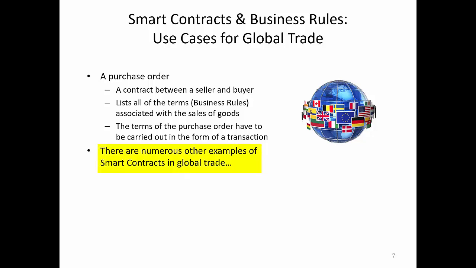There are numerous other examples of smart contracts in global trade. For the purpose of saving time, we won't go into the detail of all of them, but think of things like an ocean bill of lading, which is a contract for carriage, a letter of credit, which is an undertaking to pay by a bank to a beneficiary. We could even construe a customs entry as a smart contract, an export license as a smart contract, an inspection certificate, insurance requirements, many use cases for global trade. The best one to illustrate the pervasiveness of smart contracts in global trade is definitely the purchase order.